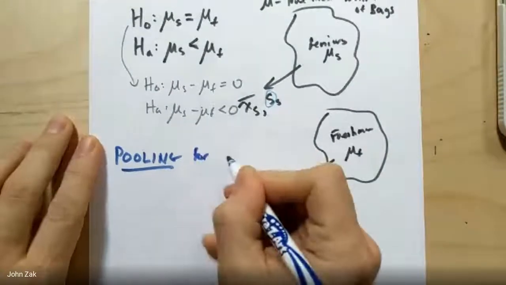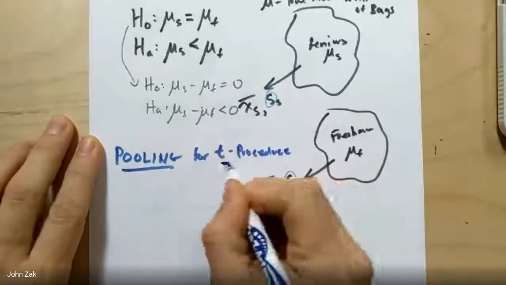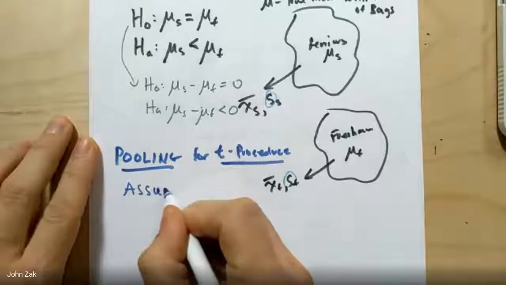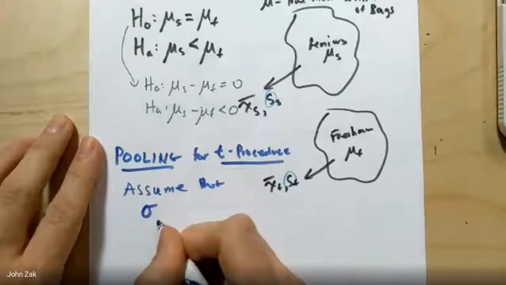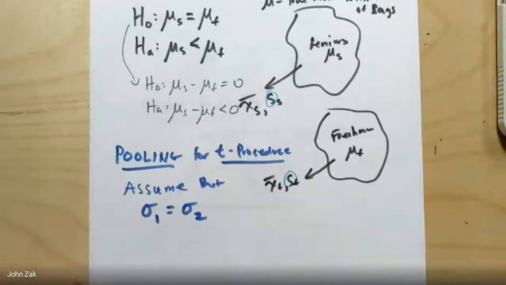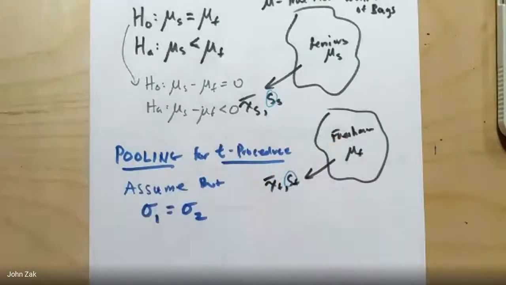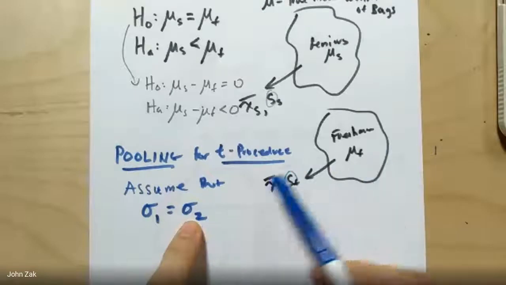Pooling for a T procedure means we need to be able to assume that sigma 1 is equal to sigma 2, right? So check it out. The pooling that could potentially happen for a T procedure is entirely based on assuming that the standard deviation of your first population is equal to the standard deviation of your second population.